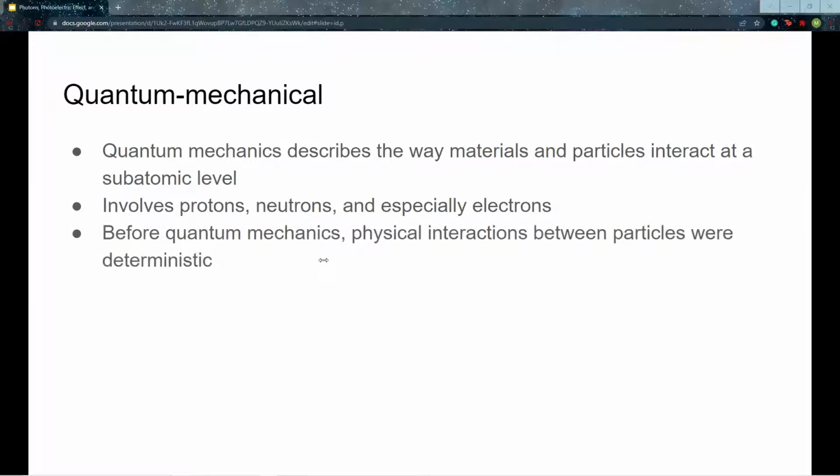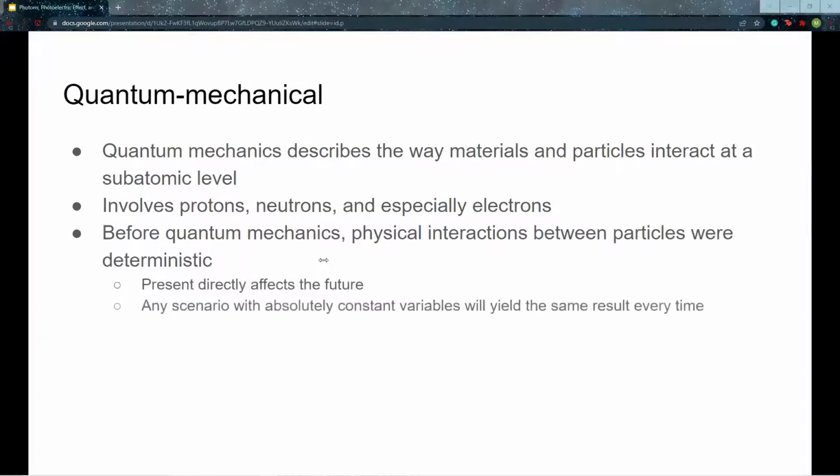Before quantum mechanics, physical interactions between particles were what we call deterministic. This essentially means that the present has a direct effect on the future. Any scenario with absolutely constant variables will yield the exact same result every single time. Quantum mechanics changed this perspective, and a good example of how this works is the following experiment.